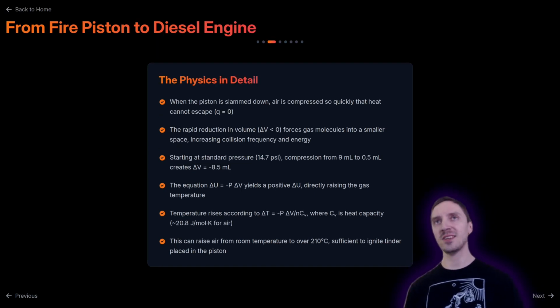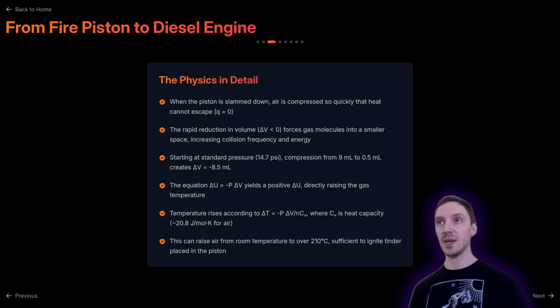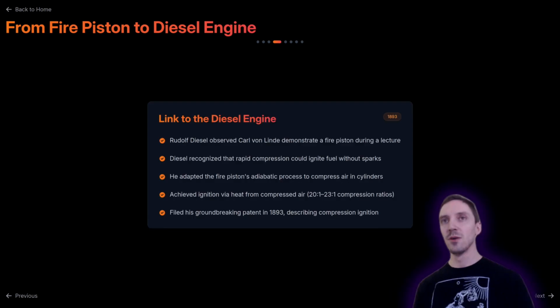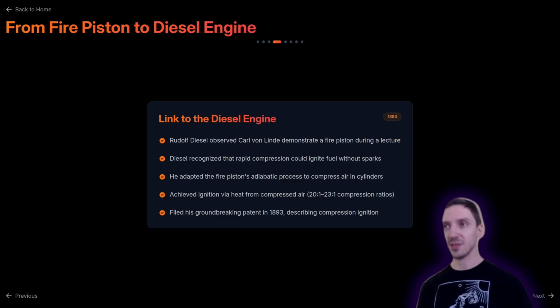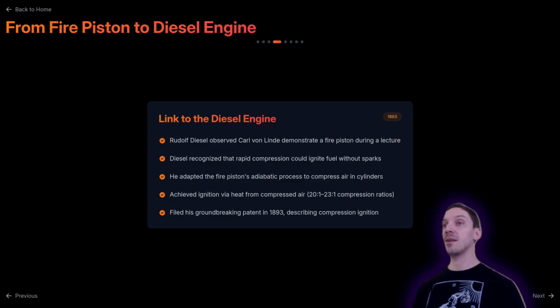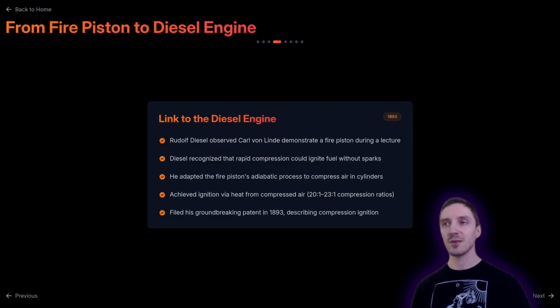Both the fire piston and diesel engine rely on adiabatic compression. The air is compressed so quickly that heat cannot escape. Rudolf Diesel observed Carl von Linde demonstrate a fire piston during a lecture. Diesel recognized that rapid compression could ignite fuel without sparks, which is extremely important to understand.